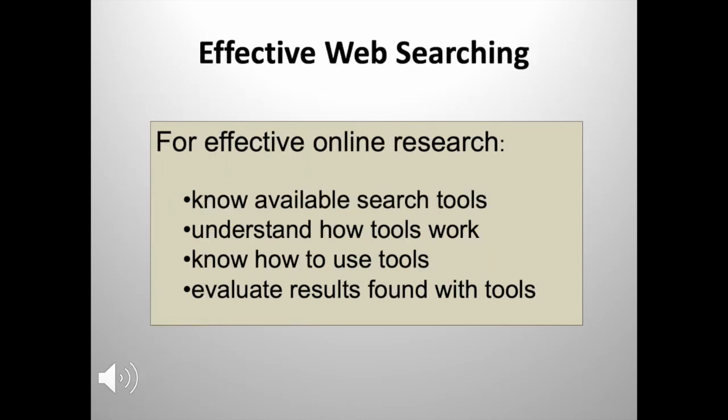Conducting effective online research requires several skills and areas of knowledge. Knowing which tools are available, how they work, and how to use them will aid you in your online research. This presentation explains several web search tools, how search engine results work, and how to use search terms most effectively. The presentation also offers strategies for what to do with online search results once you have them, how to evaluate sources to determine whether they are appropriate for a given project.